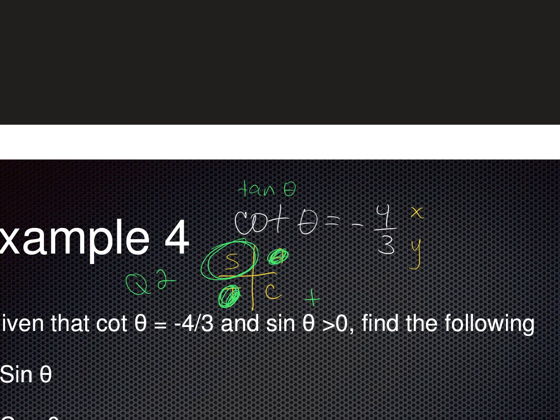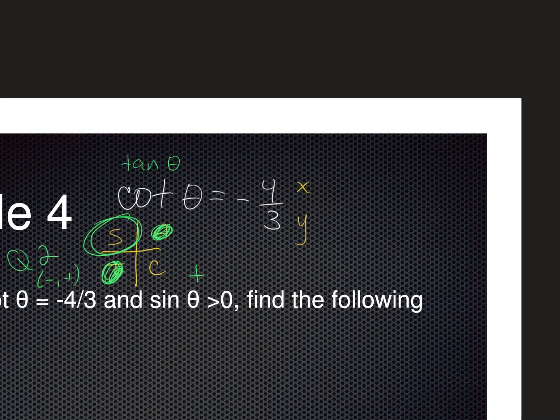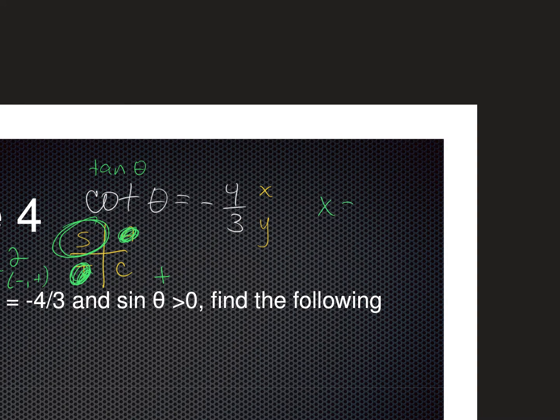Why is that important? Well, think about it. In quadrant 2, what are x and y? X is negative and y is what? Positive. So now you know what gets the negative and what gets the positive. So you know that x equals -4, y equals +3, and we can figure out what r is.